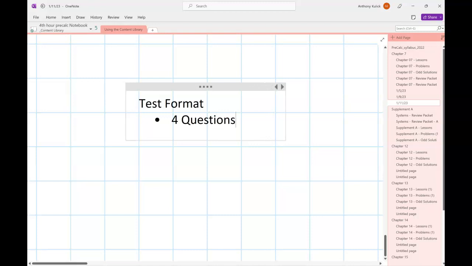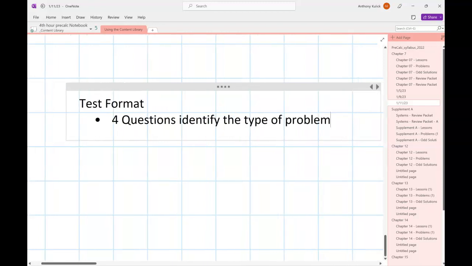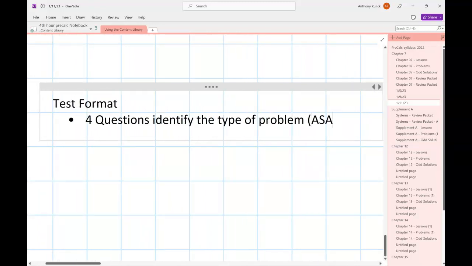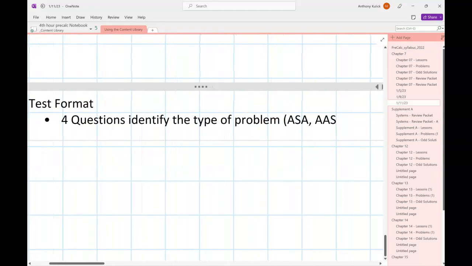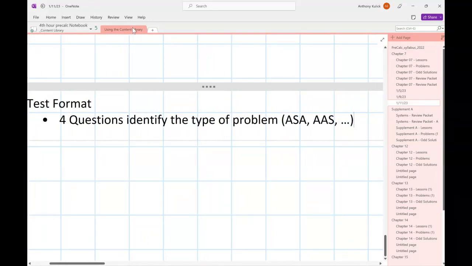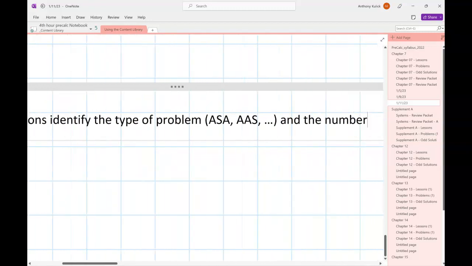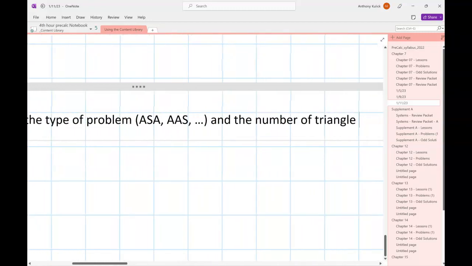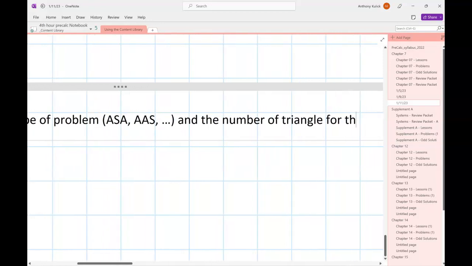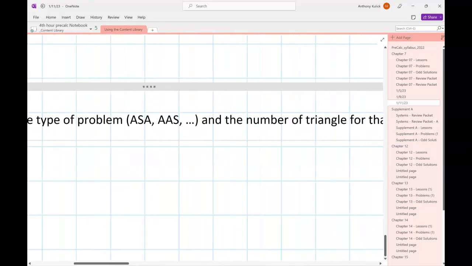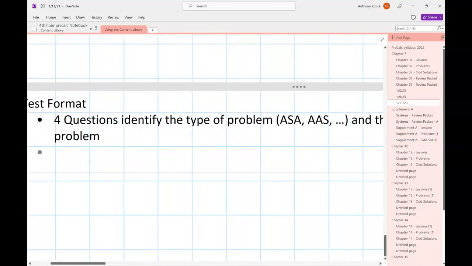So first 4 questions, you need to identify the type of problem. So like angle, side, angle, angle, side, etc. And the number of triangles for that problem. So again, the number of triangles could be 0, 1, or 2. Everybody's cool with that?